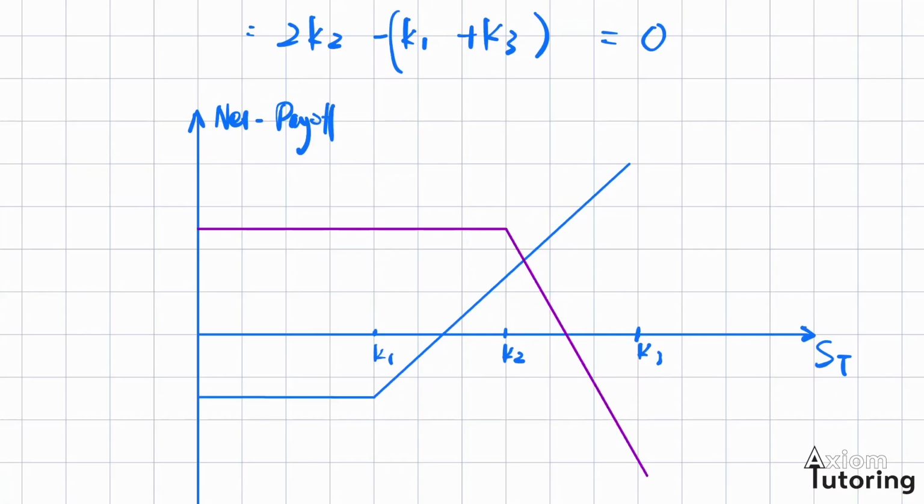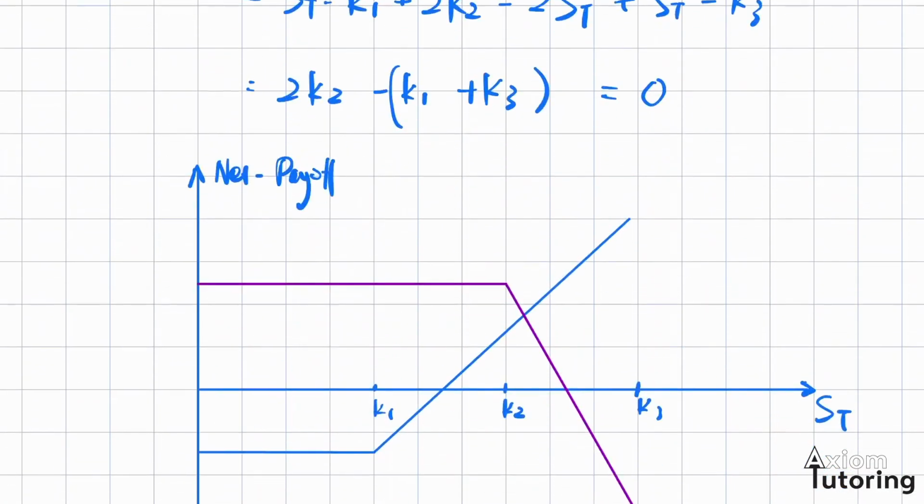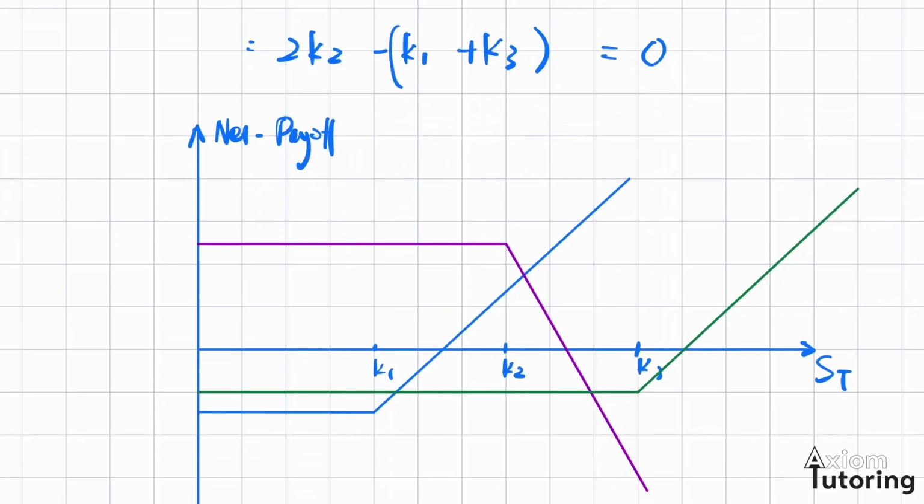And finally we have another call, and it's at K3. So we'll use yet another color over here. It's not flat, but we'll try again. Here. So that will be our overall payoff for all 3 operations combined.